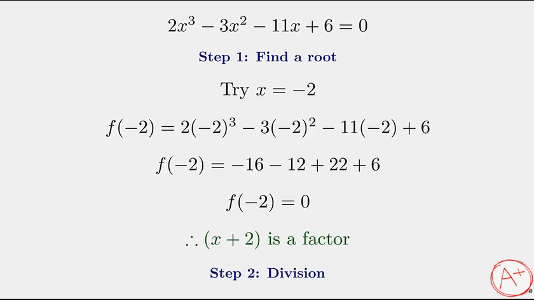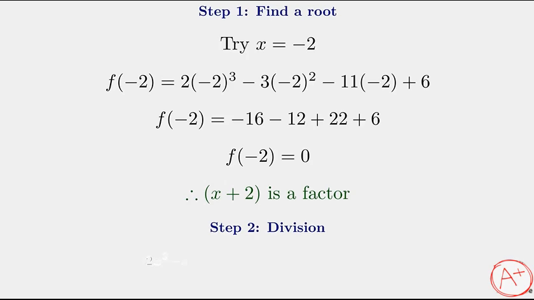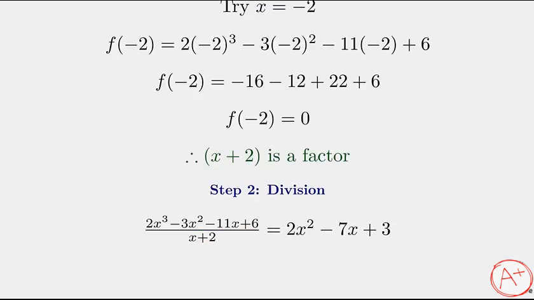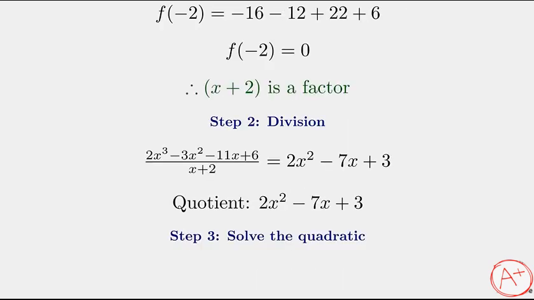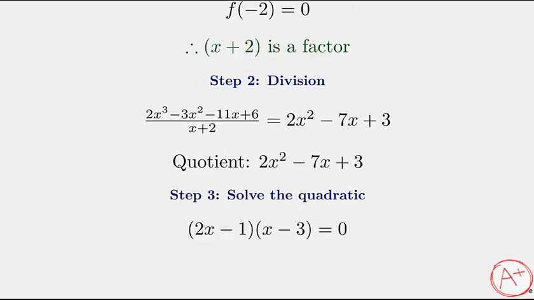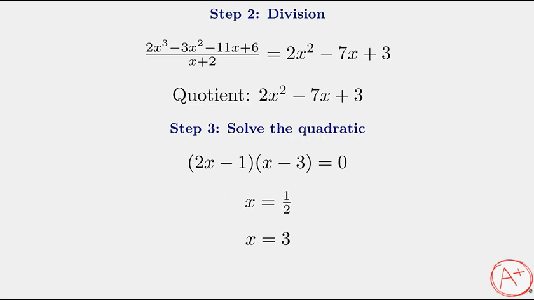Next, we divide the cubic by x plus 2 to reduce it to a quadratic. Our quadratic quotient is 2x squared minus 7x plus 3. Step 3. Solve the quadratic. We can factorize this by looking for numbers that multiply to 6 and add to negative 7. The quadratic factorizes into 2x minus 1 multiplied by x minus 3 equals 0. This gives us the roots x equals 1/2 and x equals 3. By combining all steps, we find the three roots for this equation. x equals negative 2, x equals 0.5, and x equals 3.